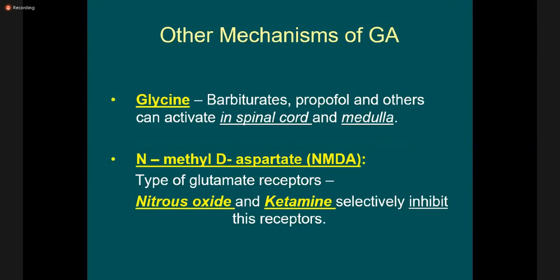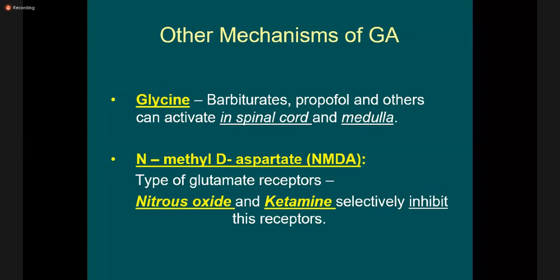There are also other mechanisms of general anesthesia. For example, some of the drugs act on the glycine receptor. Propofol, for example, acts on glycine, which is present in the spinal cord and medulla. It's an inhibitory neurotransmitter. So other than GABA, we have glycine.